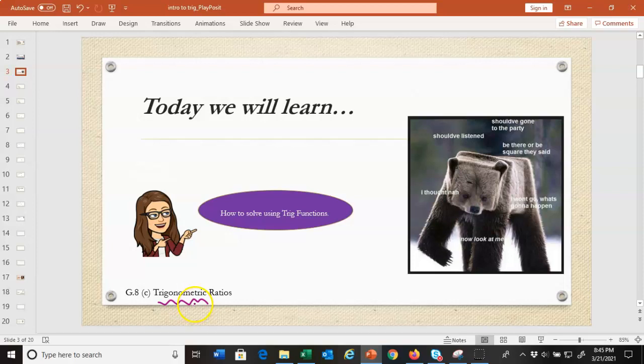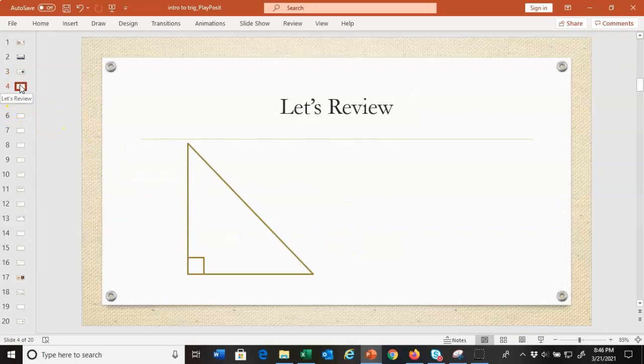And I feel like I've shown you guys this bear before, but he makes me so happy. Have you heard that phrase, be there or be square? Right? So he's like, be there or be square, they said. Should have gone to the party. Should have listened. I thought, nah, that's not going to happen. Now look at me. He's a square bear. Poor guy. Or girl. Or bear.